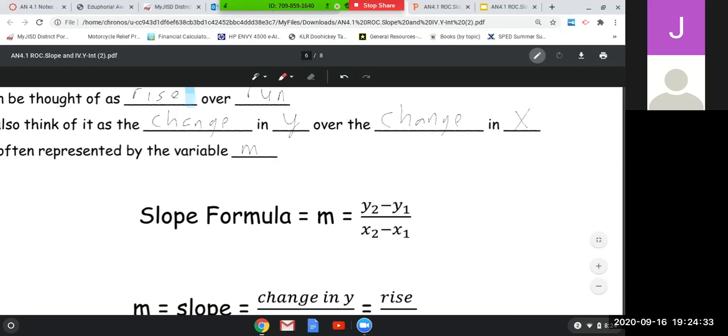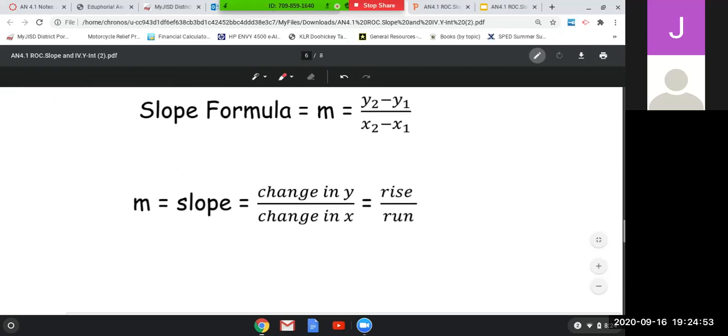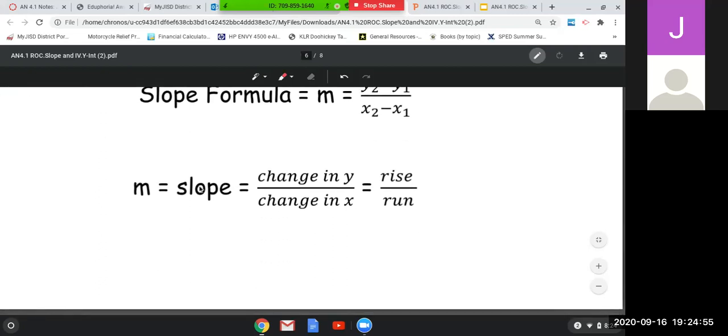So we'll be given 2 points. I always say it's good to label one point as x1, y1, and label the other point as x2, y2. Okay? And then all we have to do to find slope is to do that little bit of arithmetic. So once again, slope is the change in y over change in x. It's the rise and run.